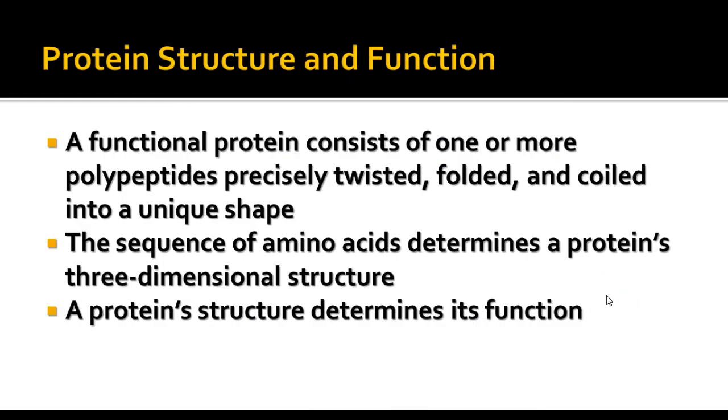So to become a functional protein, you have to have 1 or more polypeptides that are precisely shaped for the specific purpose that they are there to fill. Sometimes they're twisted or folded or coiled, and that depends on the sequence of amino acids. That's going to determine that 3-dimensional structure. And then the structure is going to determine its function. Proteins are very specific and they have to have a specific shape in order to function properly.